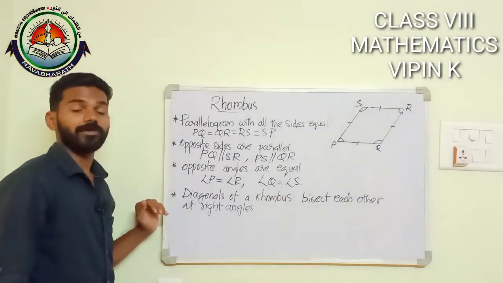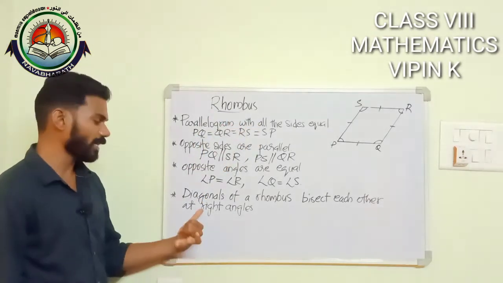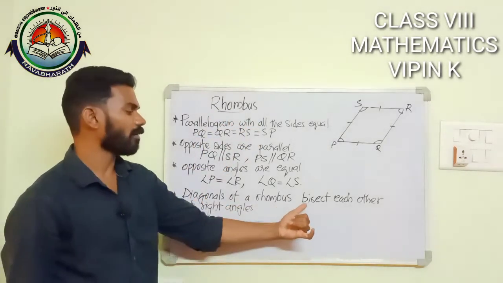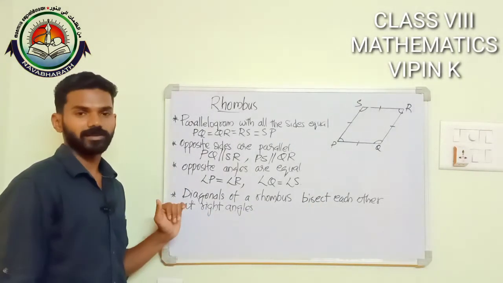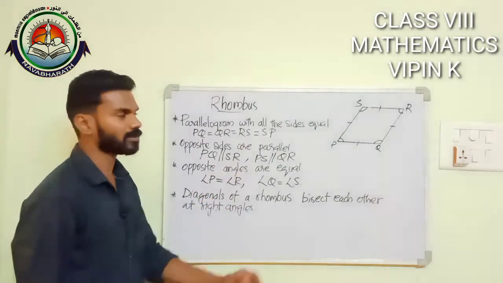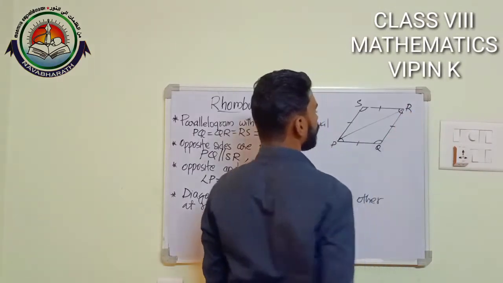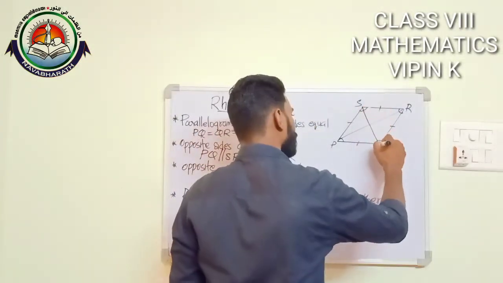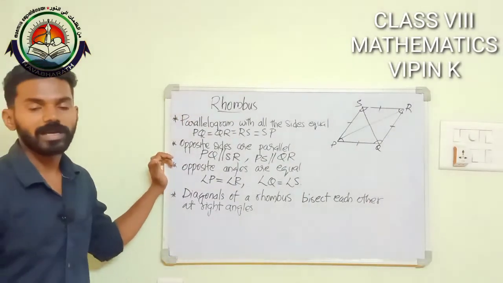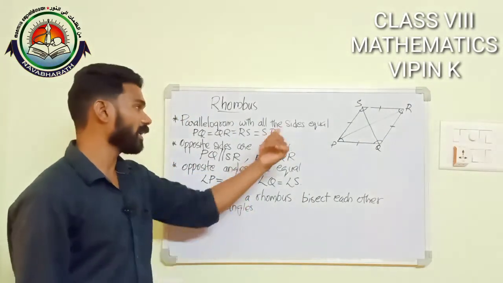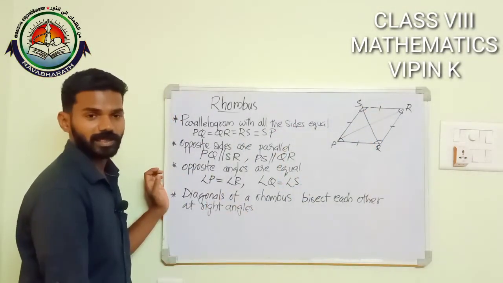And the fourth and very important property of a rhombus is that the diagonals of a rhombus bisect each other at right angles. So let's draw the diagonals of this rhombus. PR is one of the diagonals and the other diagonal is SQ. Clear? These are the two diagonals.